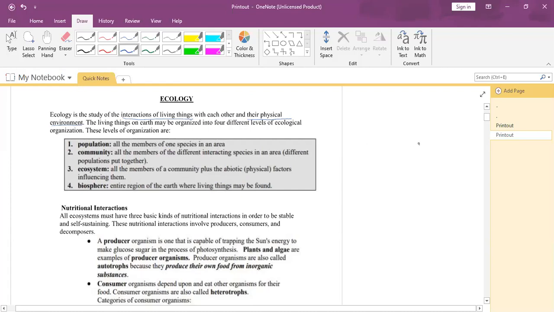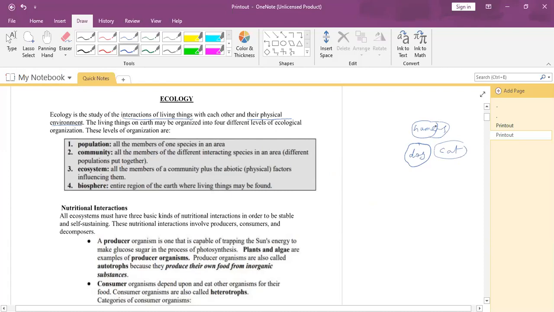So let's say that I have a population of dogs, right? That's one species. Then I have another population, let's say humans. That'll be from another population and so on. Cat population, right? Same species. Now, community. This refers to all members of the different interacting species in an area.